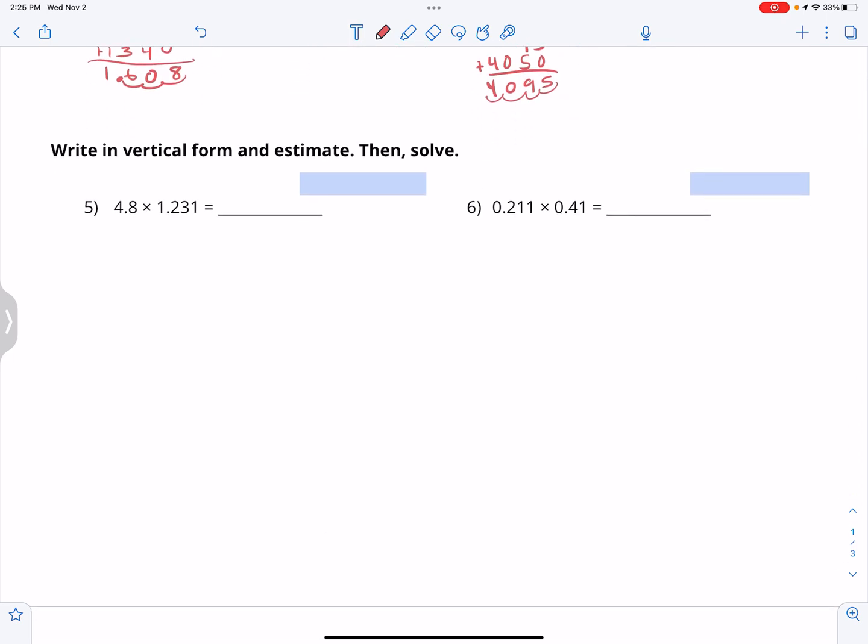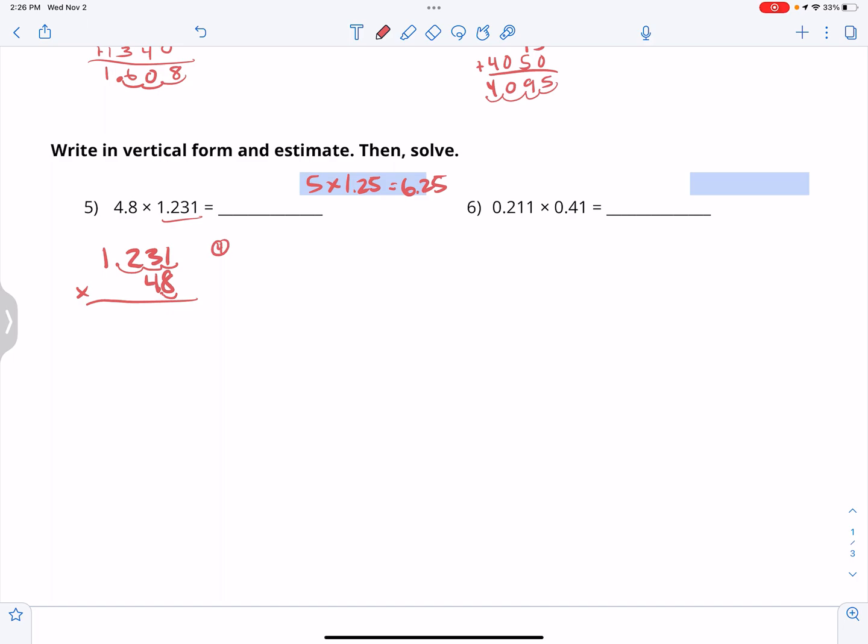Question number 3, or 5. We need to write it in vertical form. So this number, 1 231 thousandths, and that is 4 8/10. So we know the one with the most digits goes on top. We don't particularly need to line up our decimal point. I am going to estimate, I'm going to say this is about 5 times 1 1/4 because I know that that's going to be 6.25. Here we go. And I need to move it 1, 2, 3, 4 places.